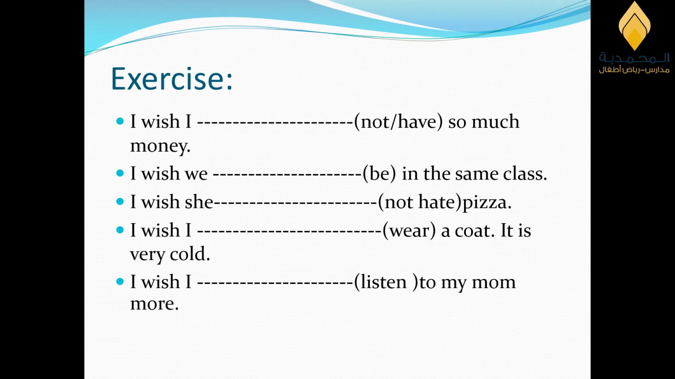Now, let's have a look at a quick exercise. I wish I dash not have so much money. We agreed that we are going to use verb 2. This is the negative form, so we are going to use did not have. 2. I wish we dash be in the same class. What's the past tense of be in this case? It's was or were. Because the subject is we, so we're going to use were.